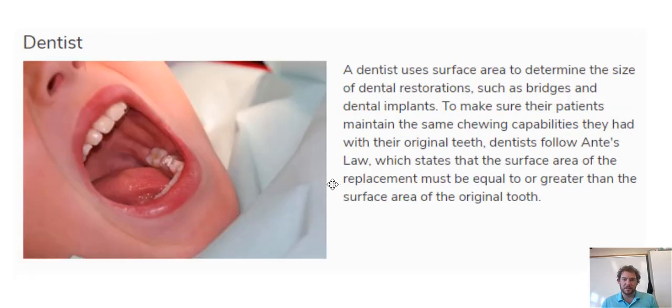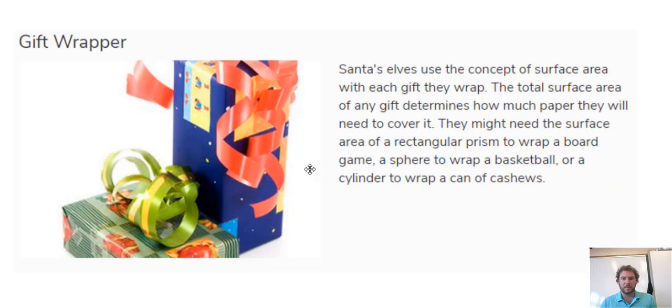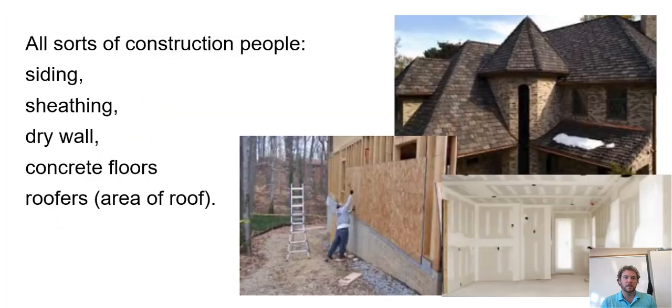A dentist would need to use surface area in order to make the appropriate size dental implants, bridges and crowns and things like that, in order to not change the way that a patient would be chewing. Gift wrappers, again, another one we talked about, but it makes sense. If someone wraps gifts as a profession, they need to know how to find surface area in order to know the appropriate amount of wrapping paper to use. Too much, they would use too much supplies, not enough, and they'd have to restart.